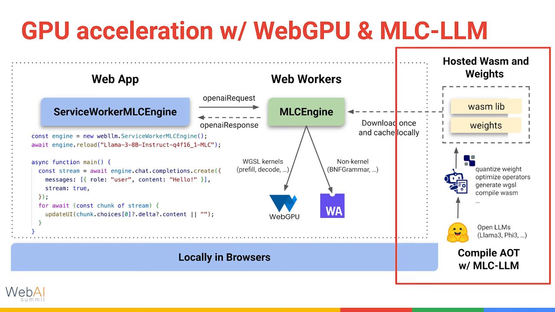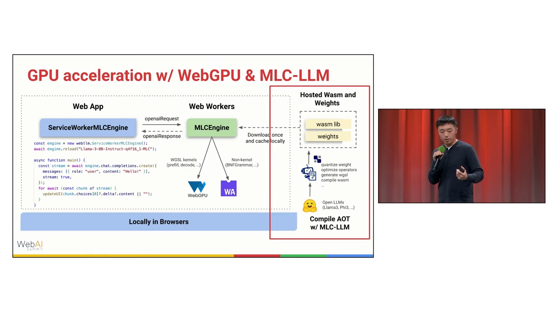And now I want to talk about the compile time, basically how we leverage WebGPU and how we ensure we have performant GPU kernels. So on the right-hand side, we see that we compile two artifacts ahead of time, and they're hosted online and downloaded when the user loads a model and cached in the browser so that it only downloads once. So given a Hugging Face open source model, we feed it to MLC-LLM, which is another project, and it produces two things. One is the converted or quantized weight, and there's nothing too special about it. But another thing is called a Wasm library, which contains WebGPU kernels.